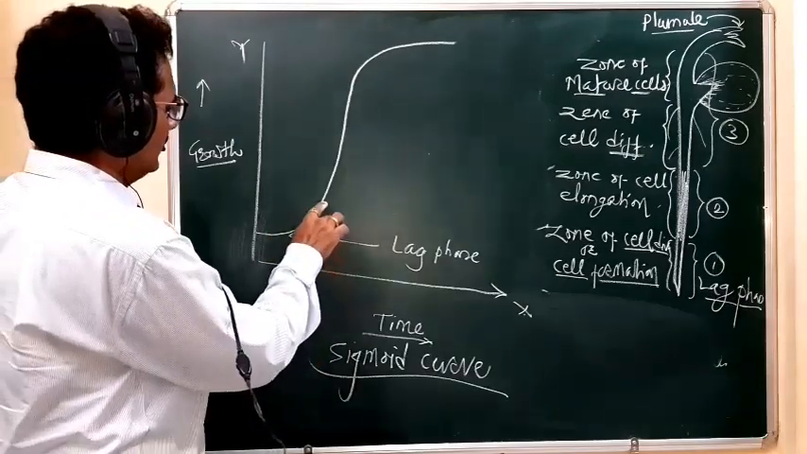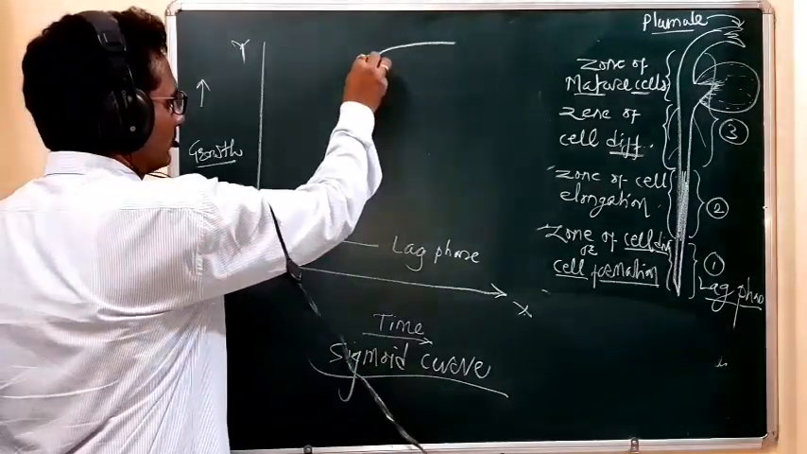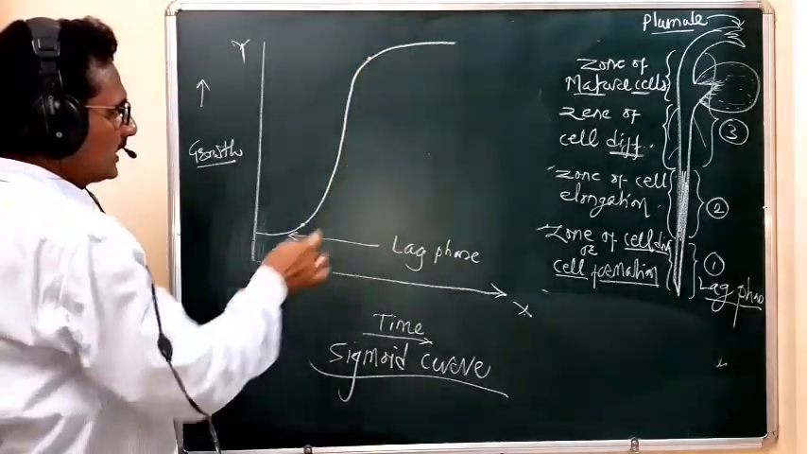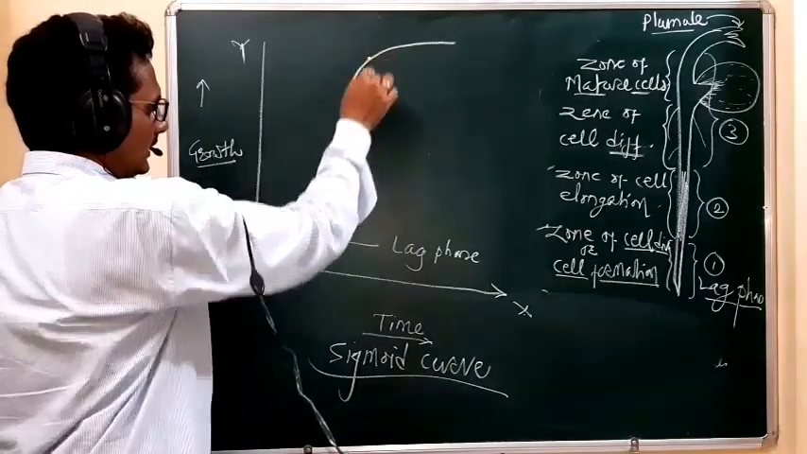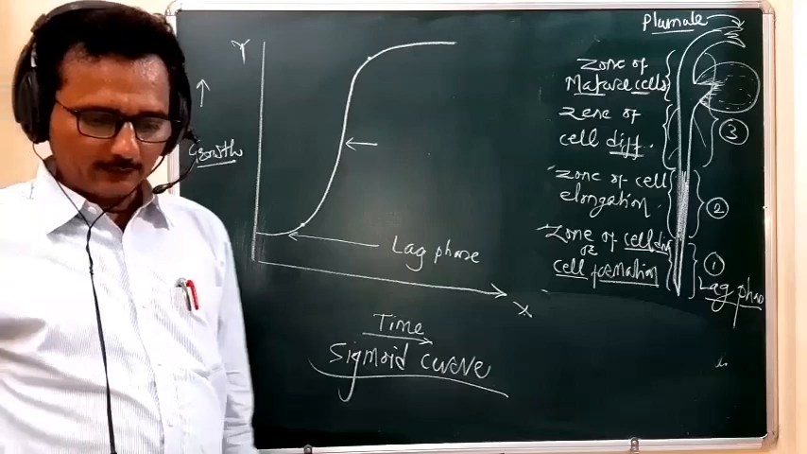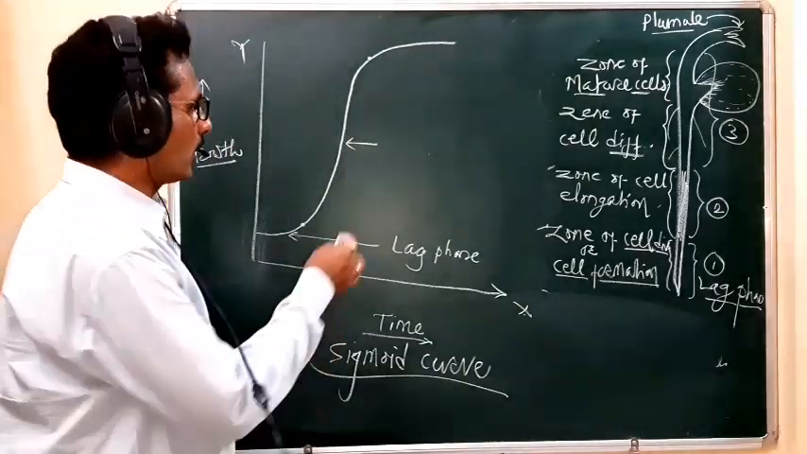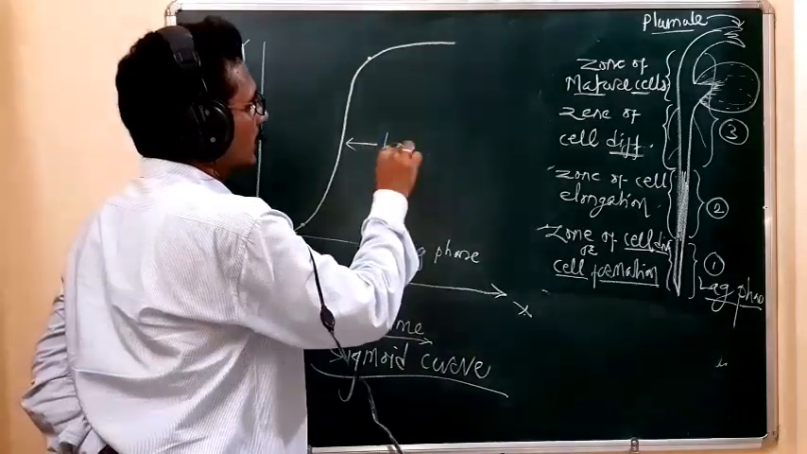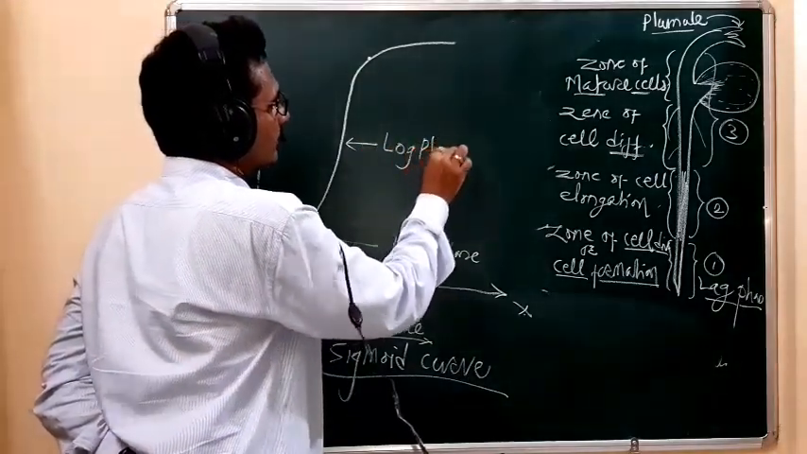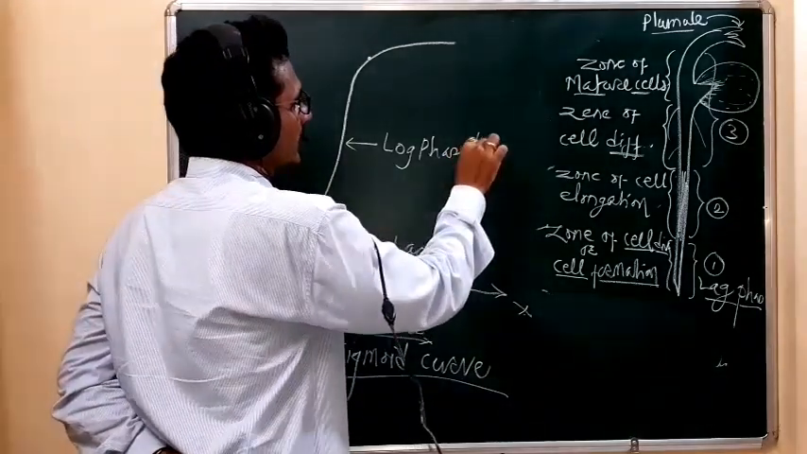Then from this point up to this point is called the second phase. The second phase is also called the exponential phase, or the log phase.